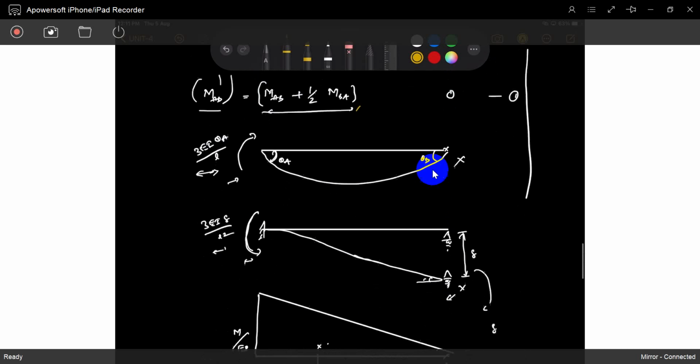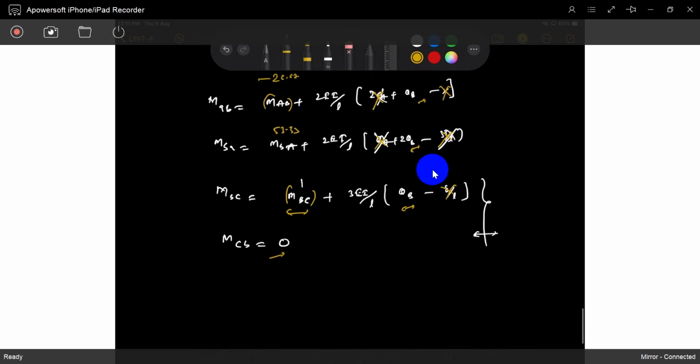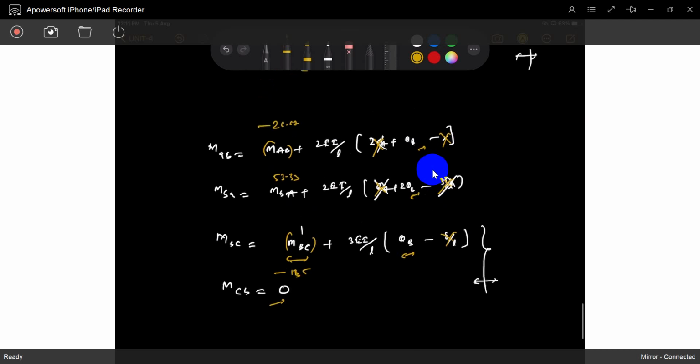So if you see 90, 90, 135, 45, 135, it's a minus 135. It's minus 135, na? So that's it. If you see these three equations, they are just sufficient. No need of theta C. We don't want it. Just write down the three equations.